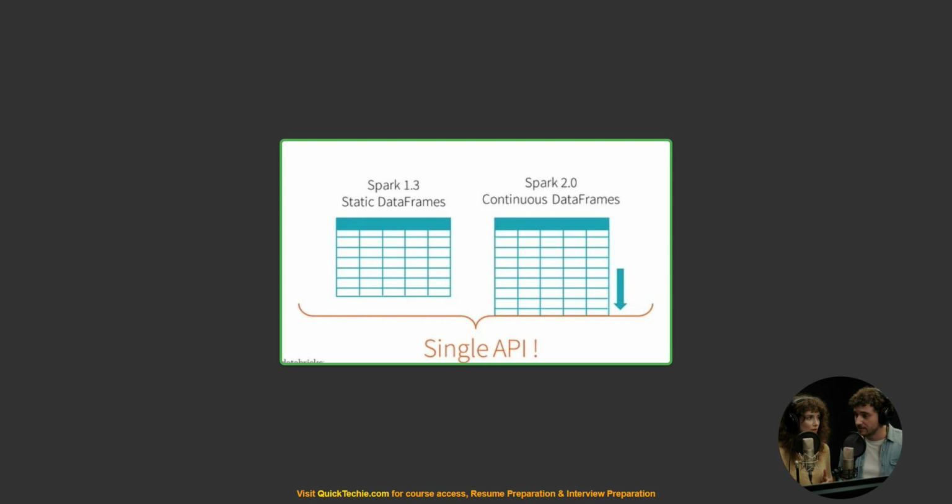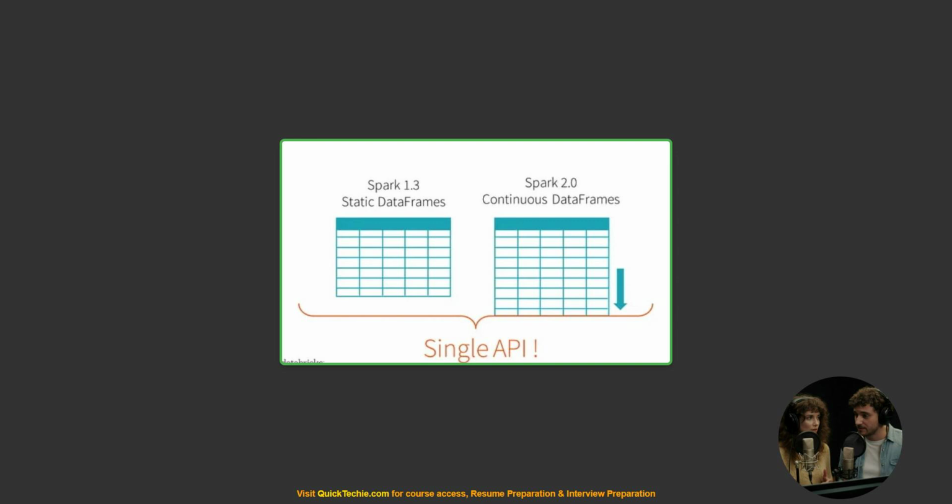1. The title: Spark 1.3 versus Spark 2.0. This tells us we're looking at a comparison between two major releases of Apache Spark. Spark, as you know, is a powerful open-source, distributed processing system used for big data workloads. Version 1.3 was a significant release, but version 2.0 introduced some major architectural changes, particularly in how it handled streaming data.